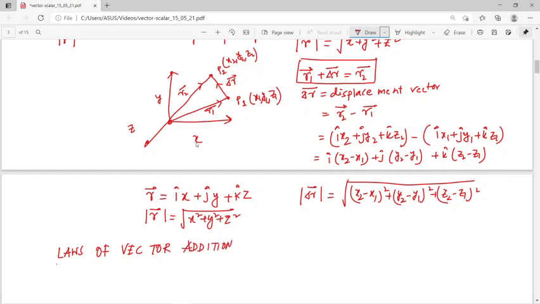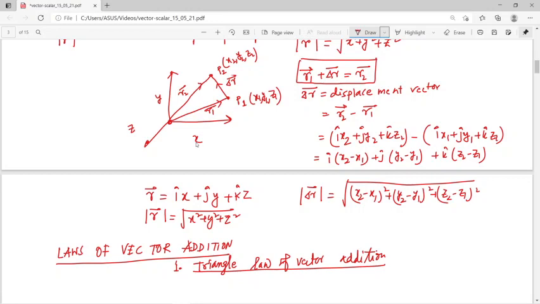In the laws of vector addition, the first law is the triangle law of vector addition, and that is one of the important things. You just see, if this is r1, this is del r, and this is r2, we can say that r1 plus del r can be written as r2. What does it mean?